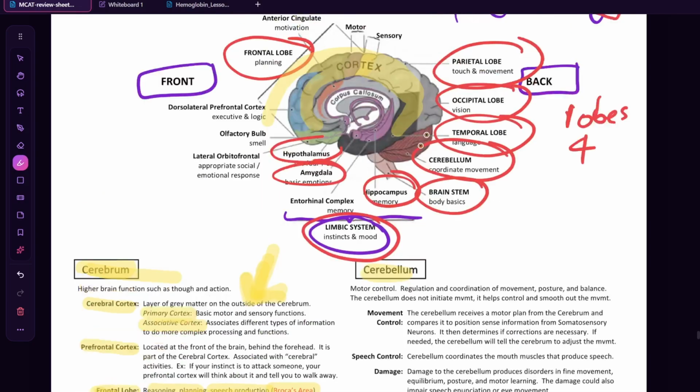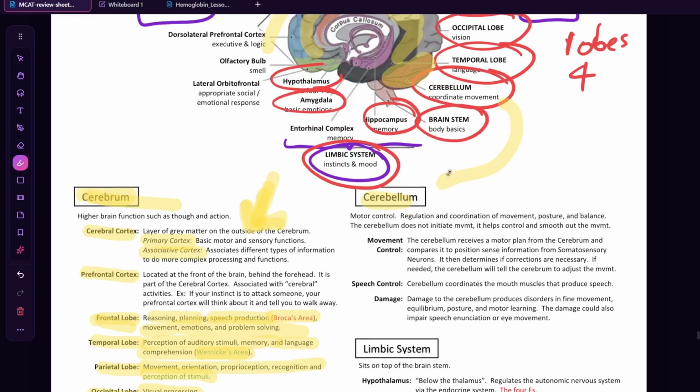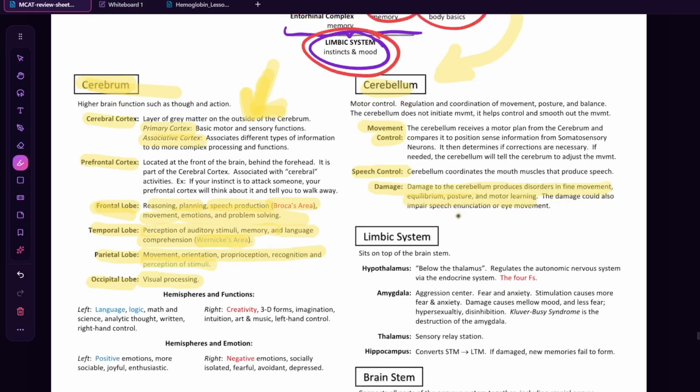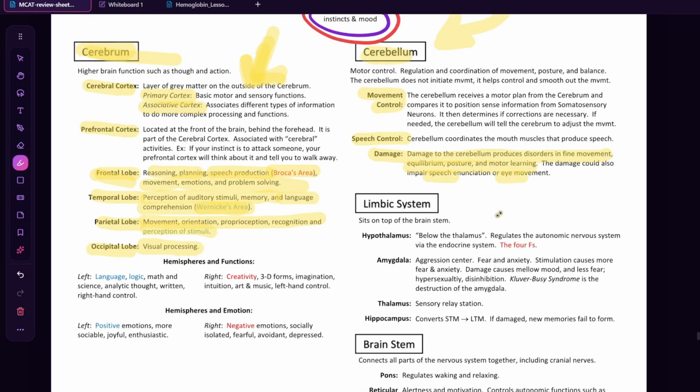You also have your cerebellum, which was over here. It looks like a tiny brain inside of your brain, and it's called the cerebellum. It's for movement control and speech control, and any damage to the cerebellum produces disorders in fine movement, equilibrium, posture, and motor learning. So this damage can also affect speech and also eye movement.